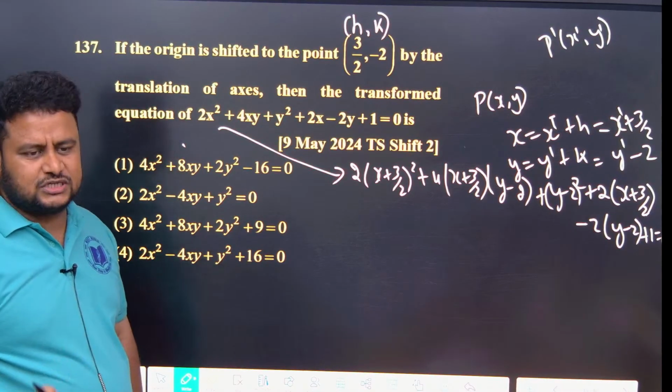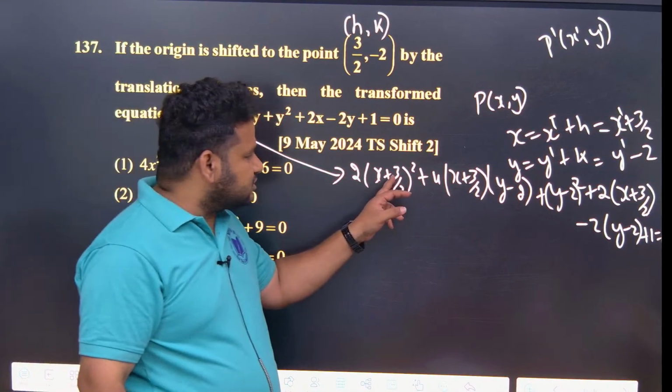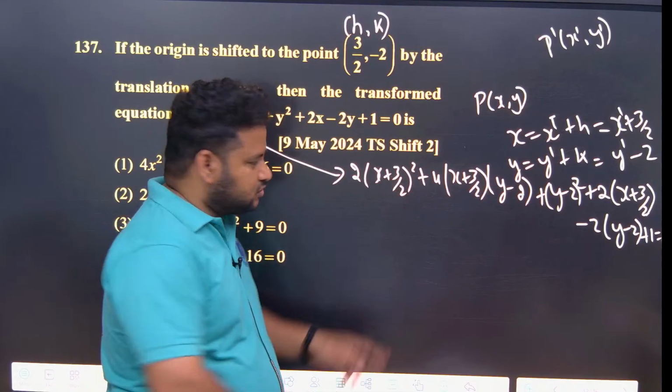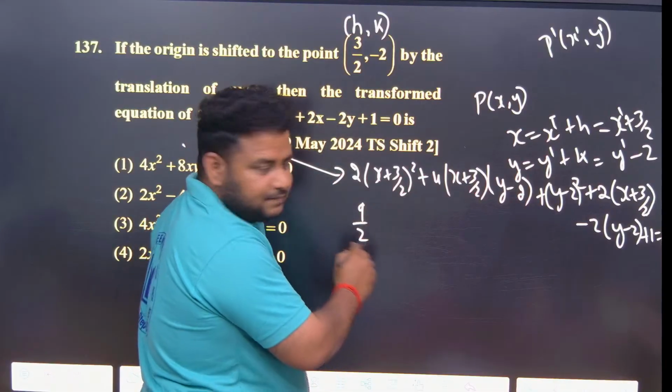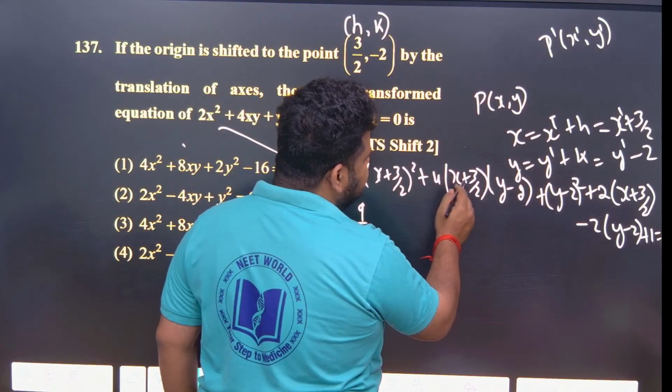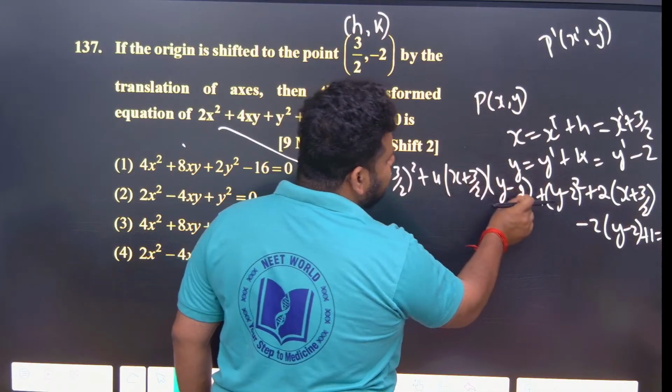Let us look for only constants. So if I talk about the constant, this will become what? 9 by 4. If I multiply by 2, I will have what? 9 by 2. Correct na? I will have 9 by 2. Here what is it? 4 into what is this? If I multiply, 3 by 2 into 2 is what?